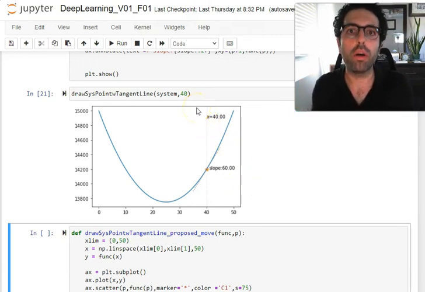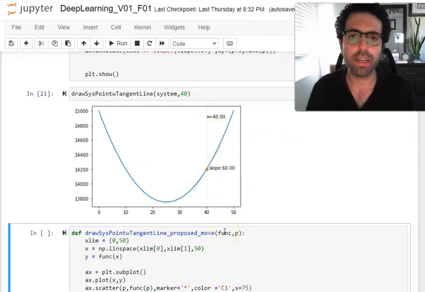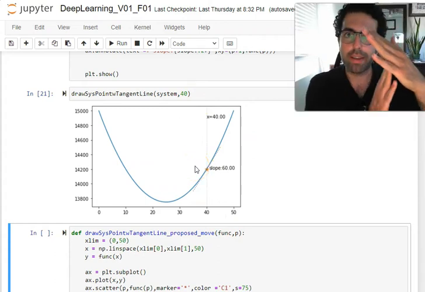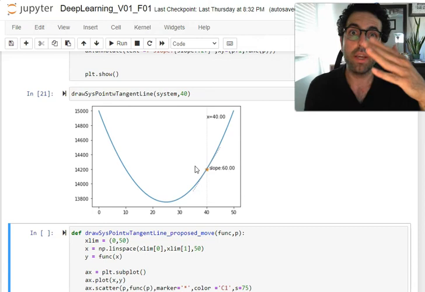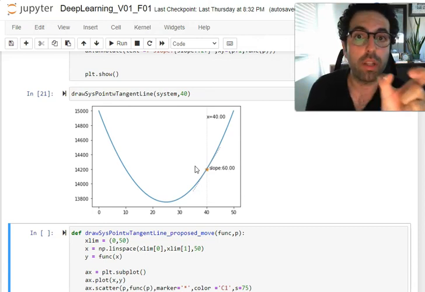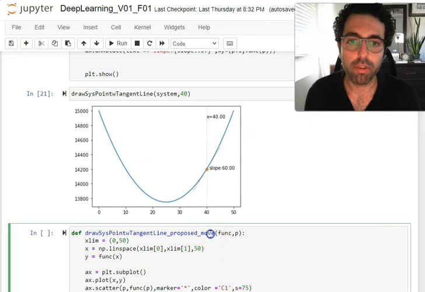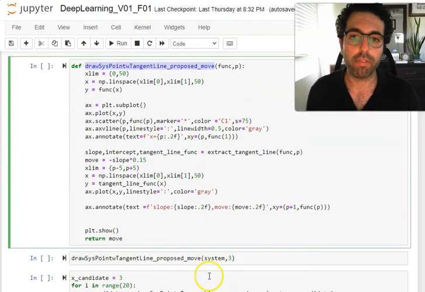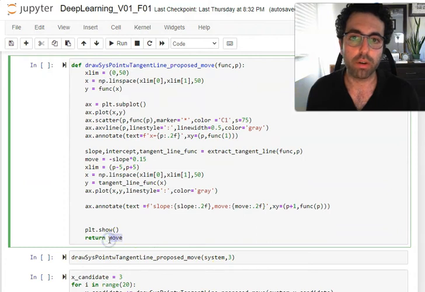So here's the whole method. Based on where we are, the slope, the value of that slope and the sign, we choose to move the x value a little bit. And here's another function that calculates the proposed move. It outputs the proposed move and also draws the function. So it calculates the move and returns it. The move is calculated by the slope multiplied by a small number, which is called a learning rate. So here the learning rate is 0.15.